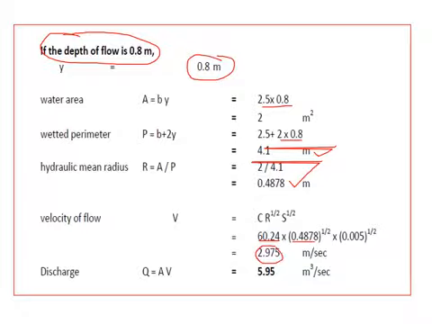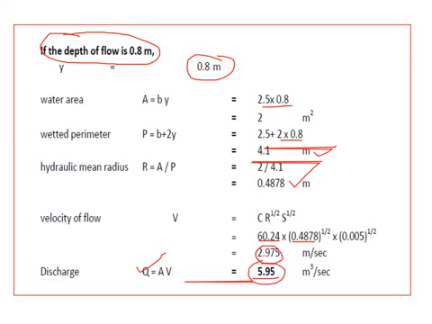Okay, velocity. So velocity now becomes 2.975 meters per second. So using this 2.97, you can find out the discharge. That is what was asked. So therefore, the discharge now becomes 5.95 meter cube per second.